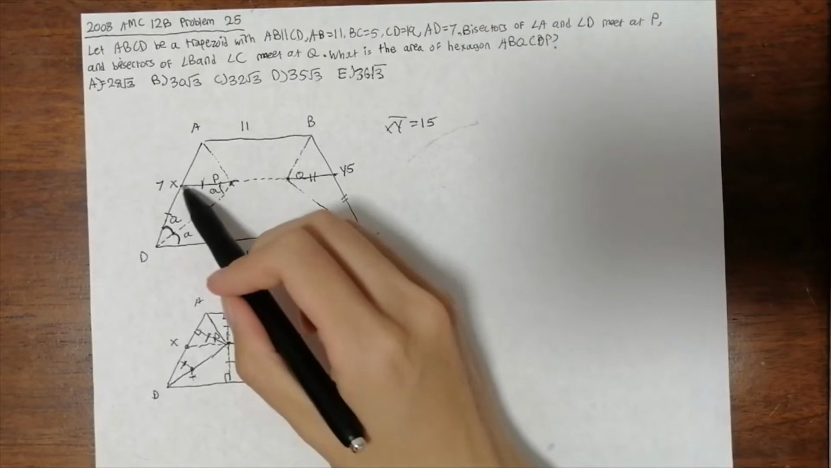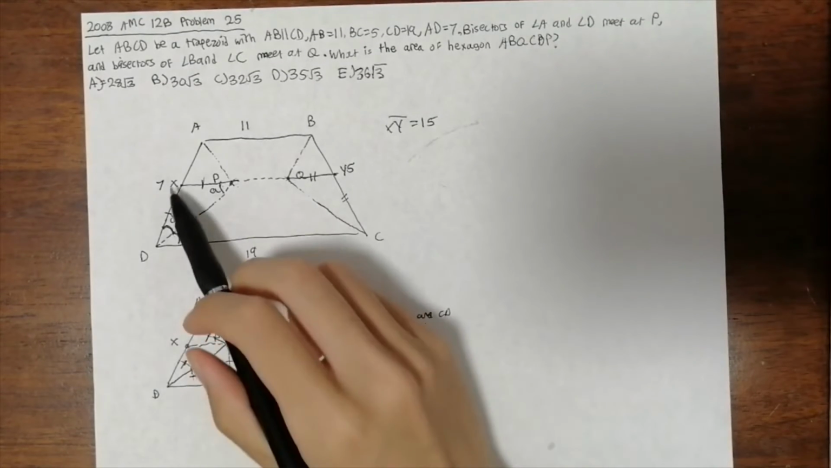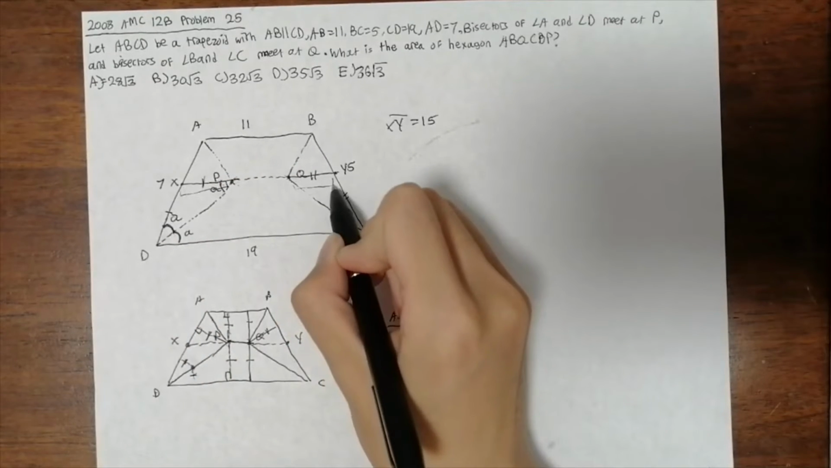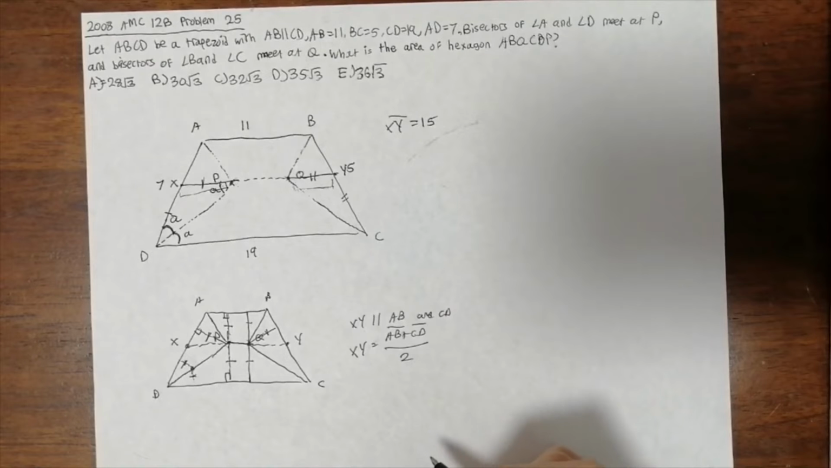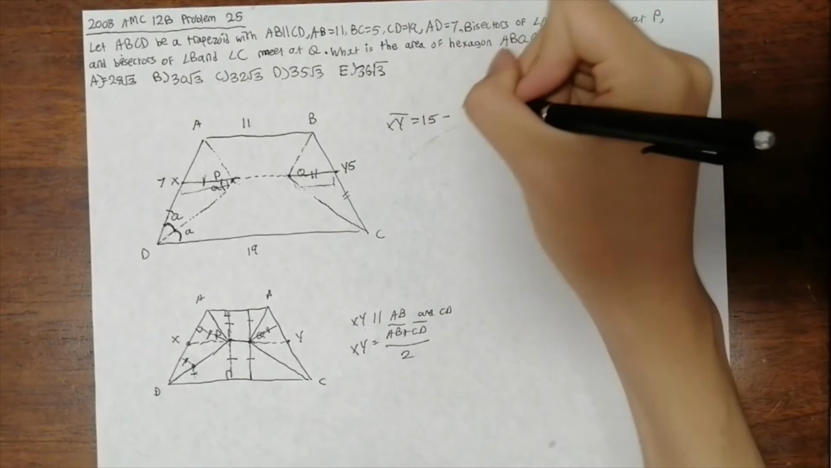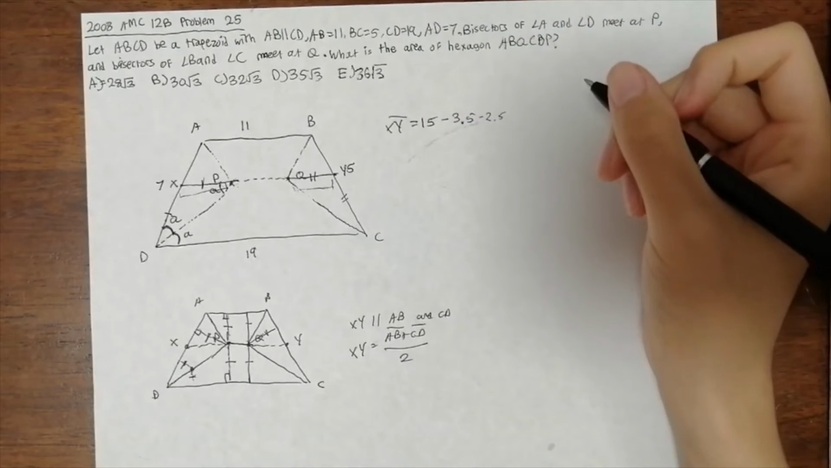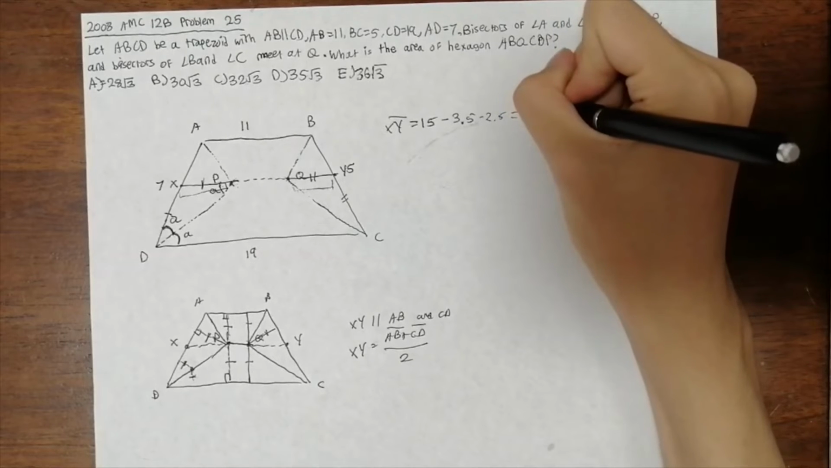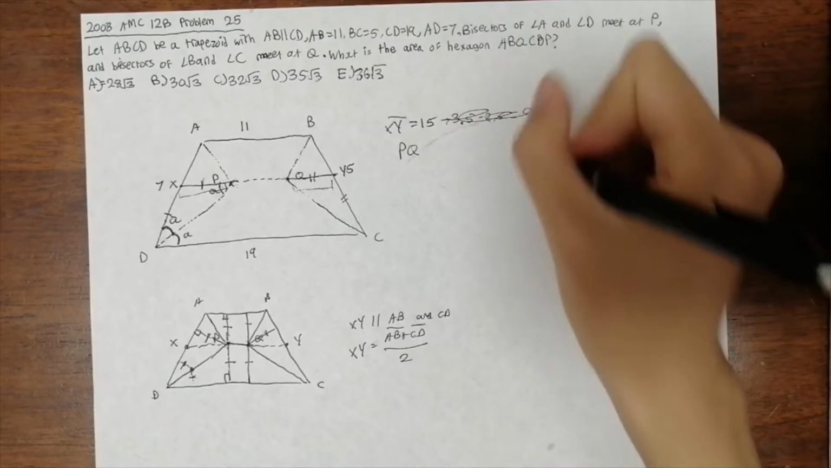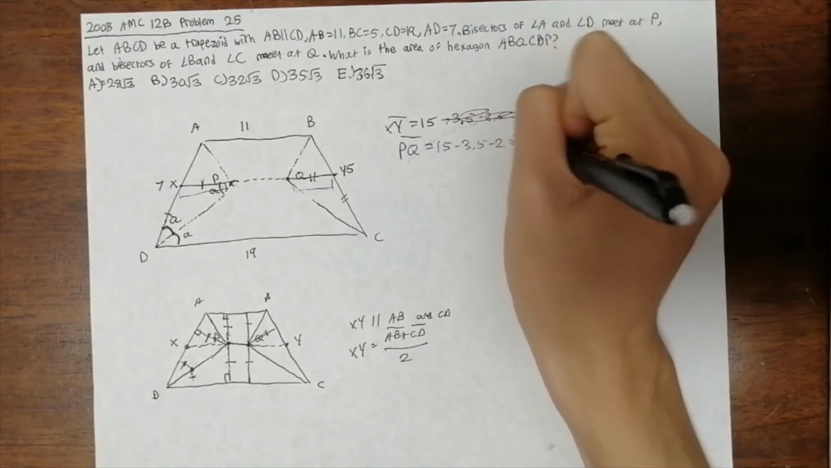So this length PQ is going to be equal to the midline minus these two segments, and that's going to be minus 3.5 minus 2.5, which is the same as minus 6. So PQ is equal to 15 minus 3.5 minus 2.5, which is 9.